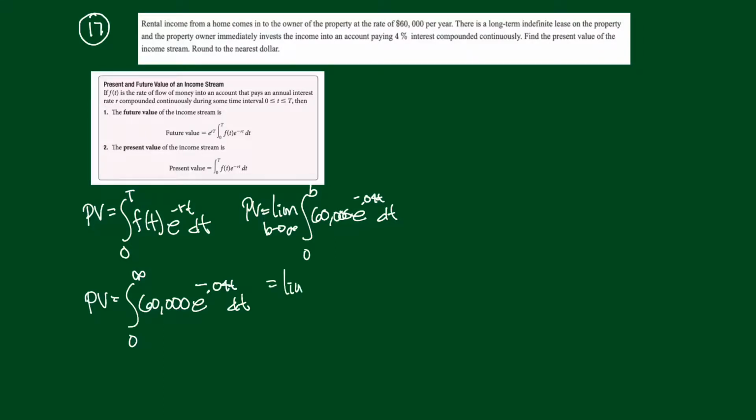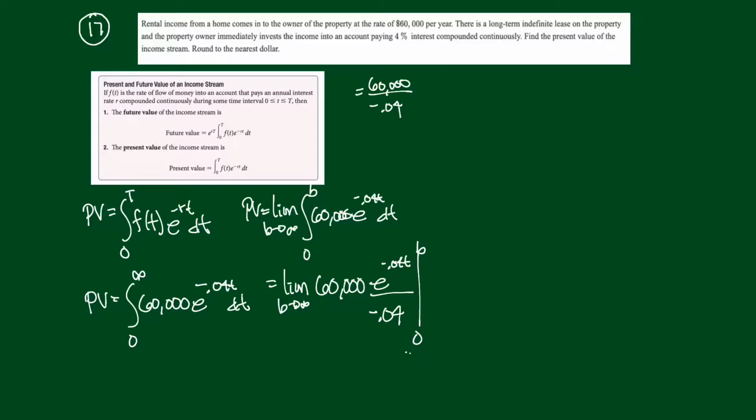This is going to give us the limit as b goes to infinity of, so what do we get here? This is going to be 60,000 e to the negative 0.04t, now we're integrating, so it's divided by that 0.04, from 0 to b. To make computations a little bit easier, since the 60,000 and the negative 0.04 are constants, I'm going to bring this outside of the limit. You got to remember all the way back to our chapter on limits. I can take that out, so I'm going to get 60,000 divided by negative 0.04.